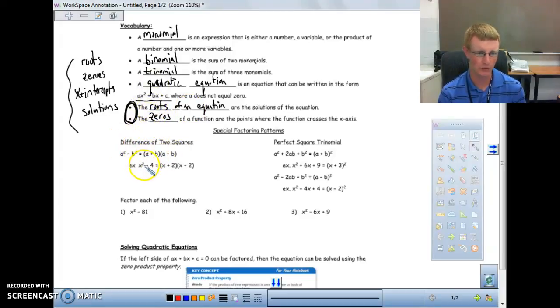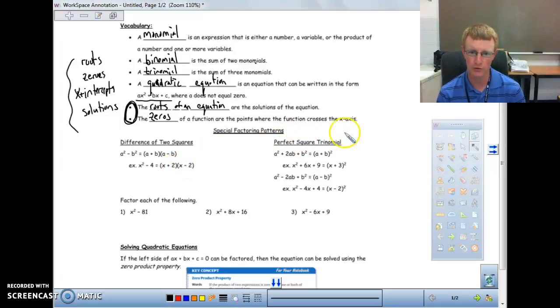So for example, x squared minus 4. The reason why I know that this is a difference of two squares is because you can take the square root of 4. 4 is a perfect square. And that will always be the plus or minus square root of that number. So x squared minus 4 is just x plus 2, x minus 2.